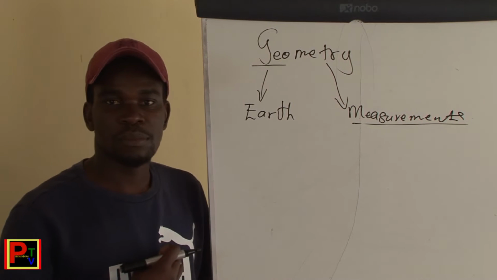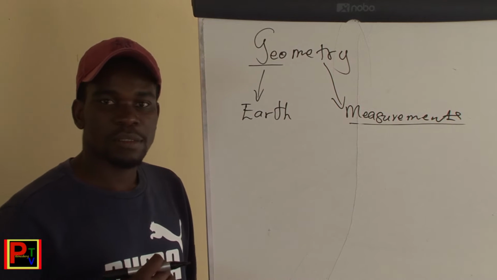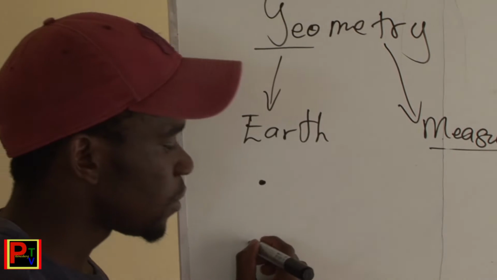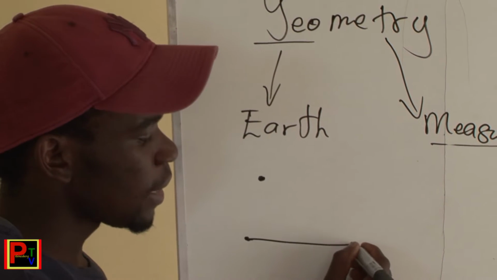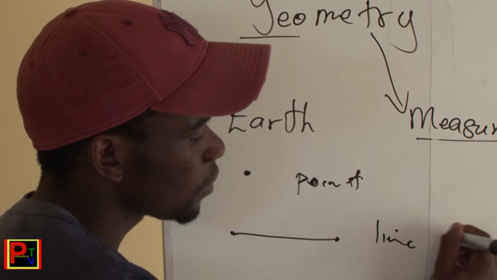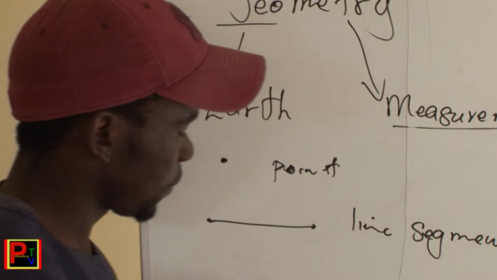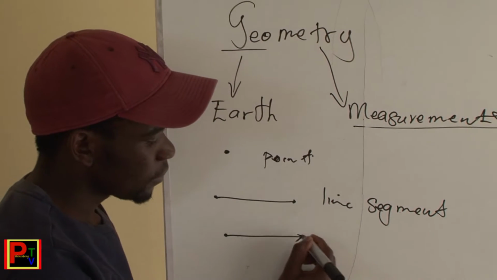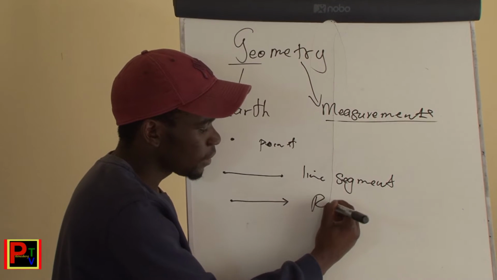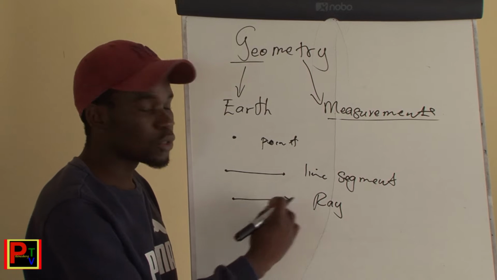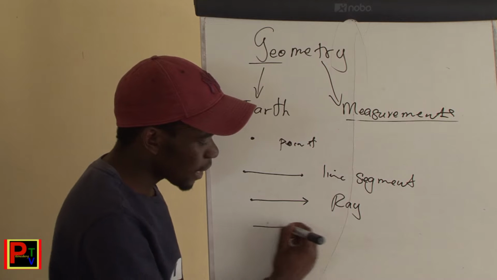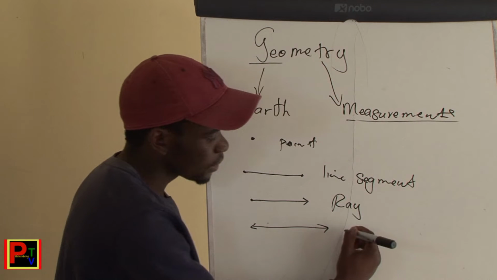Now, let's start from the basic part of geometry. We start with a point, and we also have a line segment. This is a point, this is a line segment. And we also have a ray. If you look at the line segment, this one has an arrow. So this is a ray. It has a starting point, but it continues up to infinity. It doesn't have an end point. Now we also have a line. This is a line.